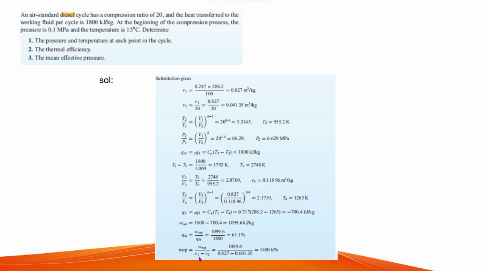over V1 minus V2. Substituting our values here, we have 1099.6 kilojoules per kilogram over 0.827 minus 0.04135, and it is equal to 1400 kilopascal. That would be all.